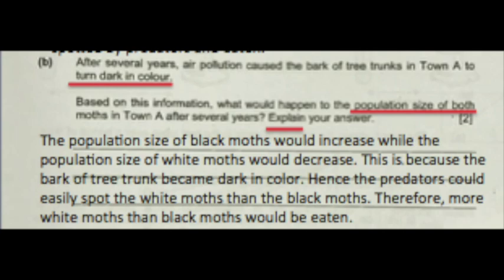Now that the bark of tree trunk has become darker, hence the population size of black moths would increase, while the population size of white moths would decrease. This is because the bark of tree trunks became dark in color, hence the predators could easily spot white moths as compared to black moths. Therefore, more white moths than black moths would be eaten.